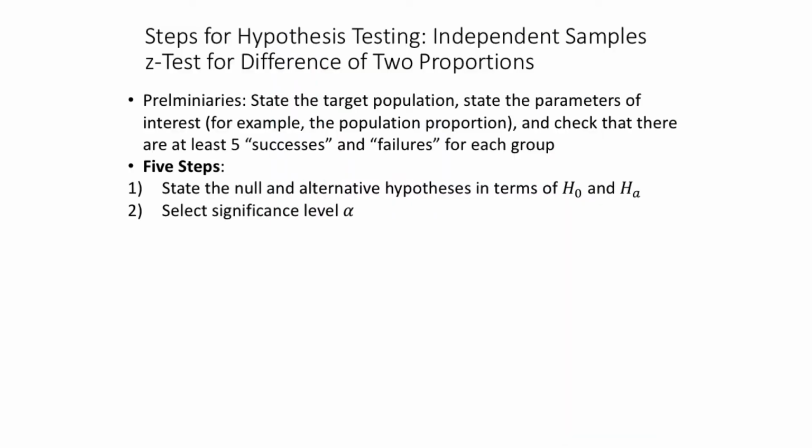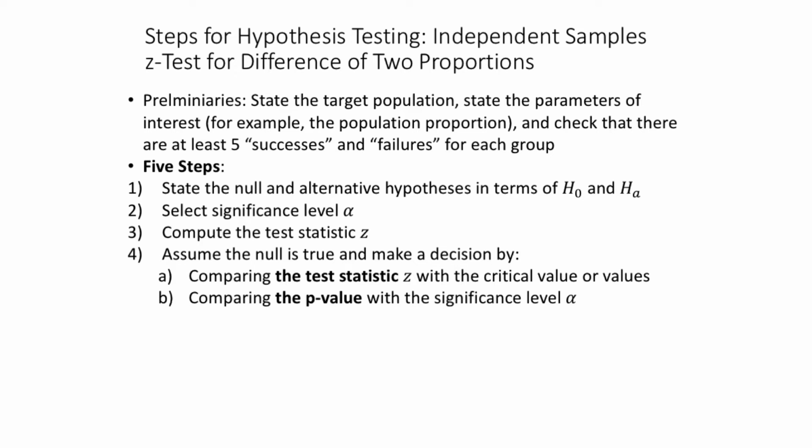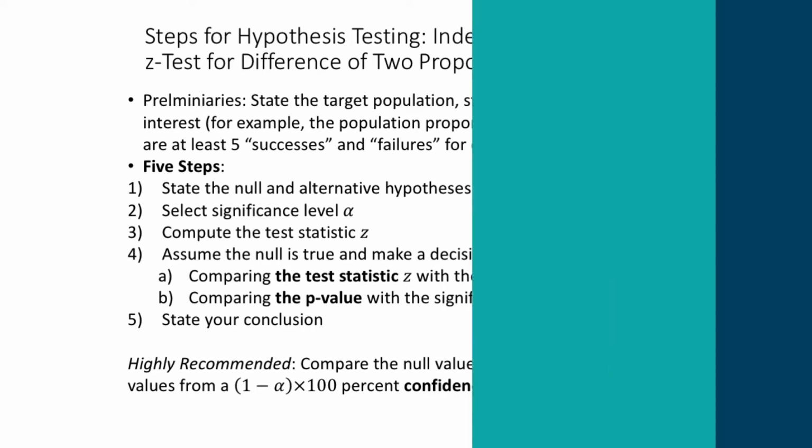First of all, we want to state the null and alternative hypotheses. Then we select the significance level alpha, which affects our critical values. It affects the benchmark by which we compare our p-values, and it will affect our confidence interval. Then we compute the z-test statistic. We assume the null is true, and then we make a decision by comparing that test statistic with some critical value, or we compare the p-value with the significance level alpha, where the p-value is calculated based on that z-test statistic. Then we state our conclusion, and then of course we can conduct a traditional confidence interval.